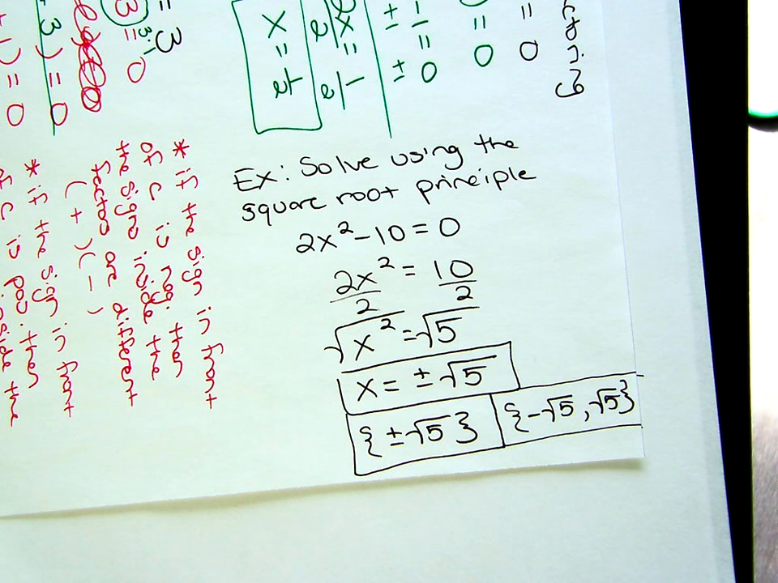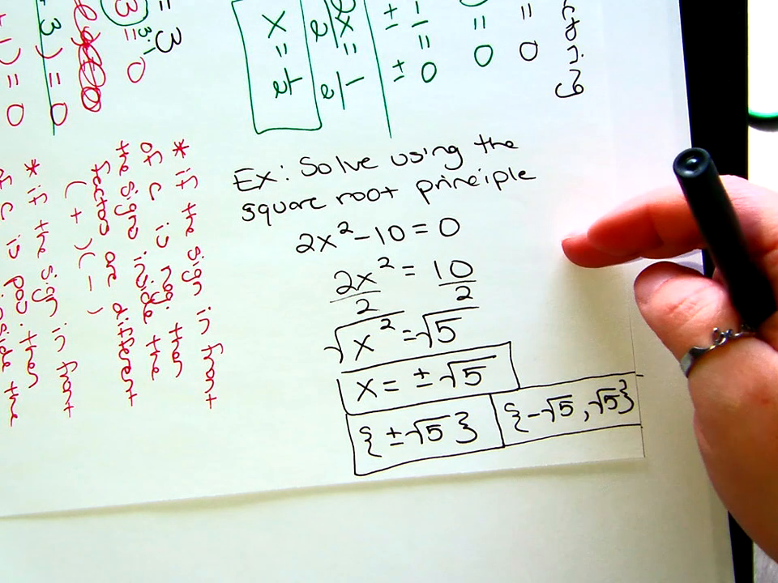So there we've solved 2 using factoring and 1 using the square root principle. Now we're going to learn another method that's known as completing the square.